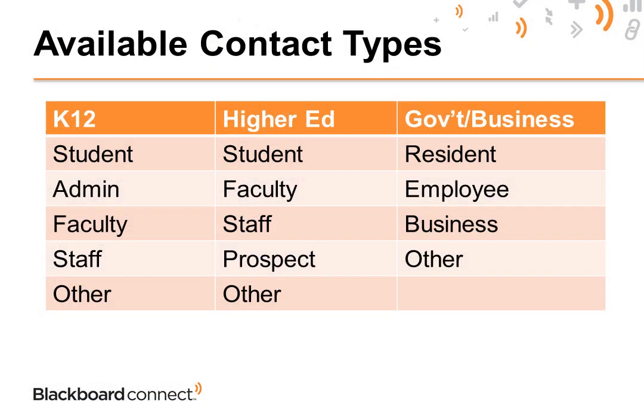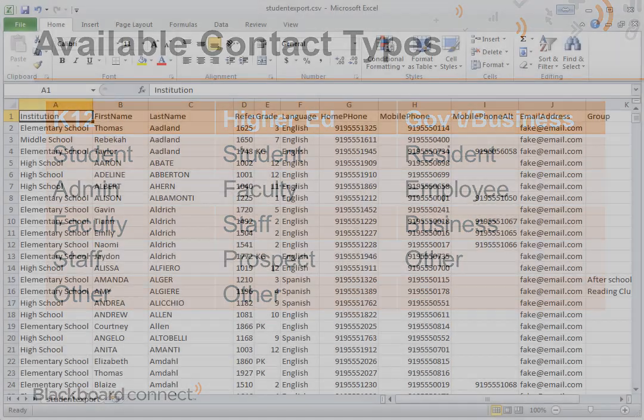The available contact types depend on your institution type. If you are a K-12 school district, the contact types are student, admin, faculty, staff, and other. For higher ed institutions, the types are student, faculty, staff, prospect, and other. And for government and corporate institutions, the types are resident, employee, business, and other.